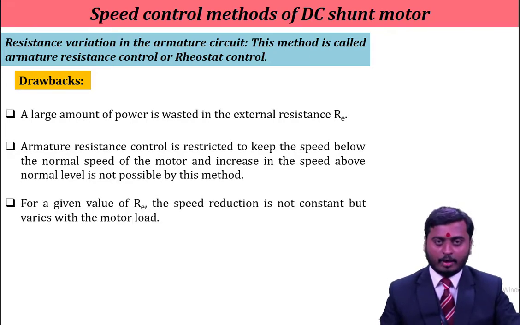For a given value of RE, that is external resistance, the speed reduction is not constant, but it varies depending upon what type of load is connected to the motor. So this is what armature resistance control, or rheostat control, is about.